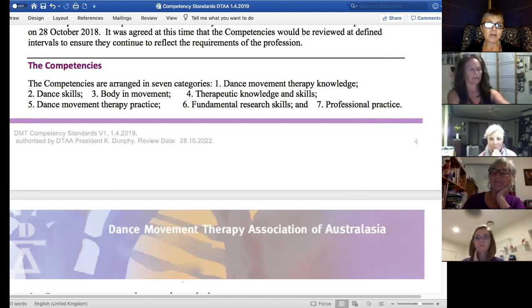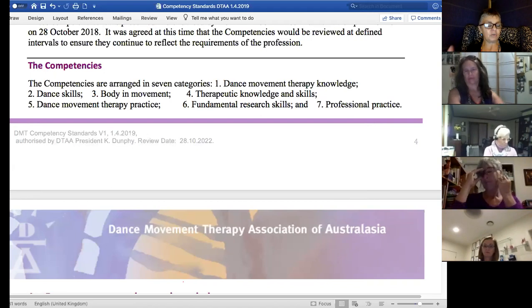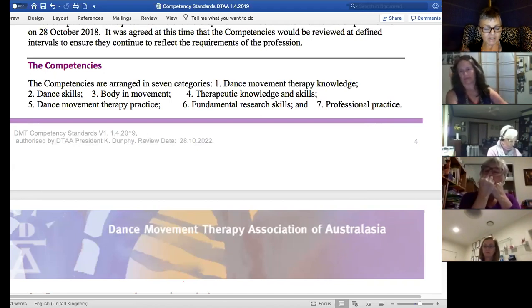But Tracy's point is a good one, in the sense that we should be careful about distinguishing this document from two other professional frameworks. One of them is the professional membership requirements. Our association has professional membership requirements, which are the amount and type of training that a dance movement therapist needs to have in order to meet our standards. And those relate to these competencies.